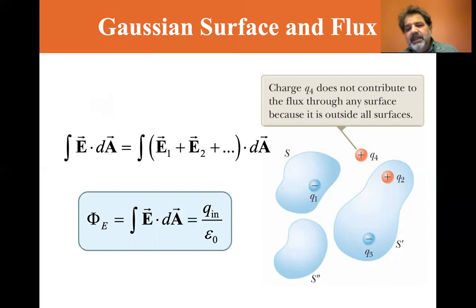So if we look at S, that's Q1. It's negative. It's Q1 divided by epsilon 0. If we look at S prime, it's Q2 plus Q3. I understand that Q3 is negative, but it is Q2 plus Q3 divided by epsilon 0. And S double prime, well, there's no charge inside, so the electric flux in it is 0.